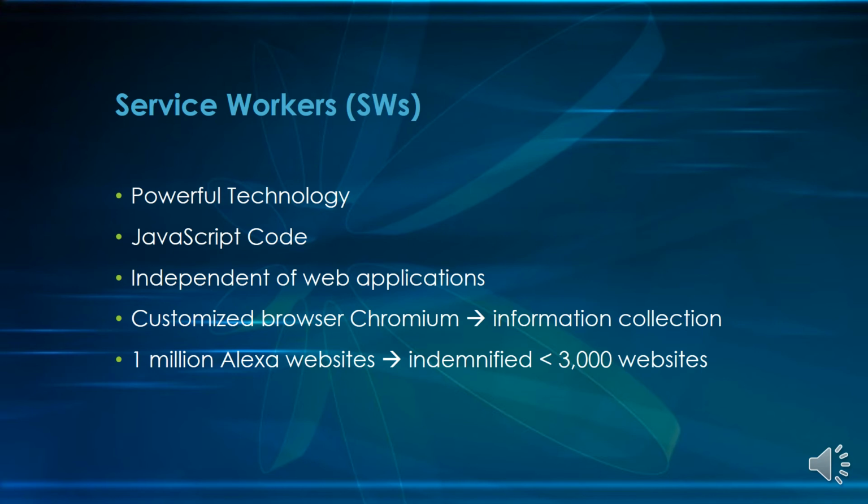Service workers are used by different websites. To understand this, a customized browser based on Chromium is developed. Chromium is used to collect the information needed from the service worker. Also, using the Chromium browser, 1 million Alexa websites are analyzed, and service workers were identified on more than 30,000 websites.